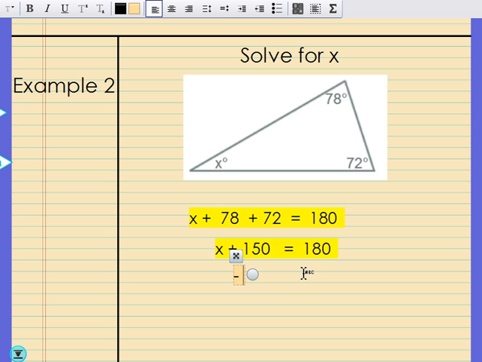We try to get the variable alone. We subtract 150 on both sides, and we get our answer. x is equal to 180 minus 150, which is 30. So again, we have x is equal to 30 degrees. Now this is not always 30, it just happened to be on these two problems.